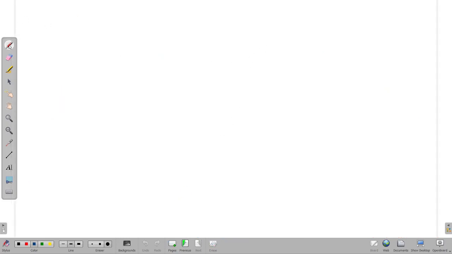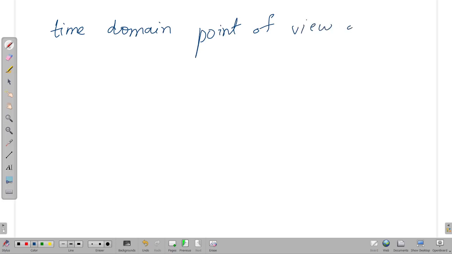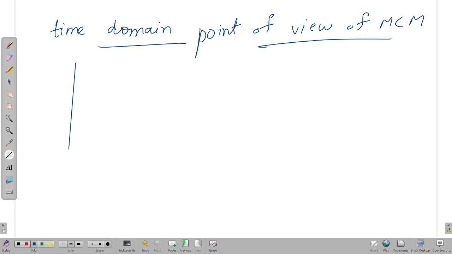Before discussing the time domain point of view of multi-carrier modulation, we'll revisit the concept of coherence time. What is coherence time?